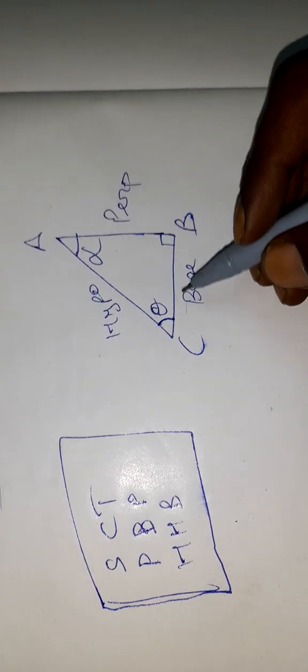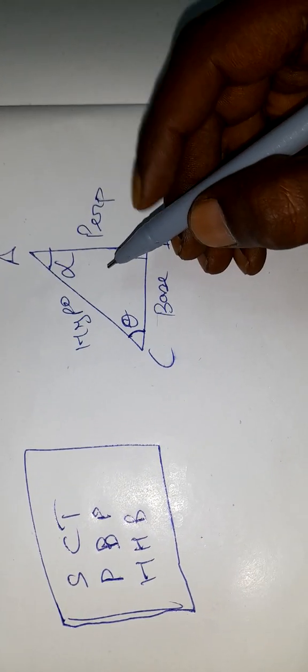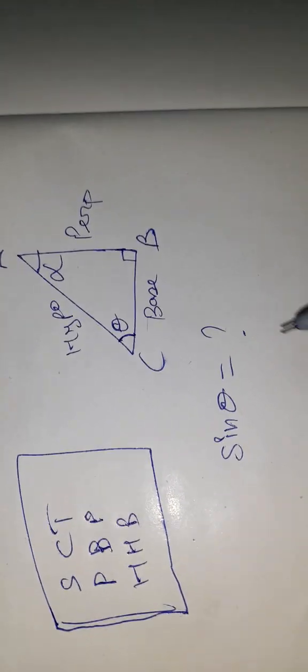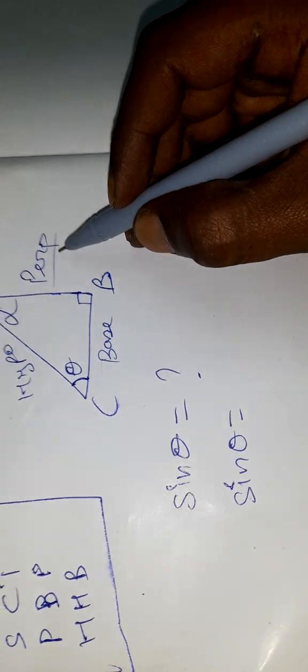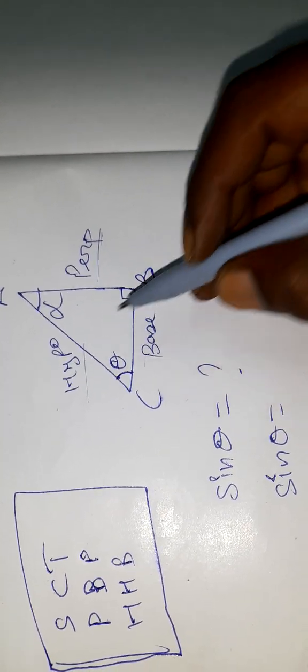Let's say if the triangle is given like this, and he asks what is sin theta. Sin theta is perpendicular upon hypotenuse. You can see this is the perpendicular and this is the hypotenuse. Let's say this is P and this is H. So perpendicular upon hypotenuse is sin theta, where perpendicular is P and hypotenuse is H.